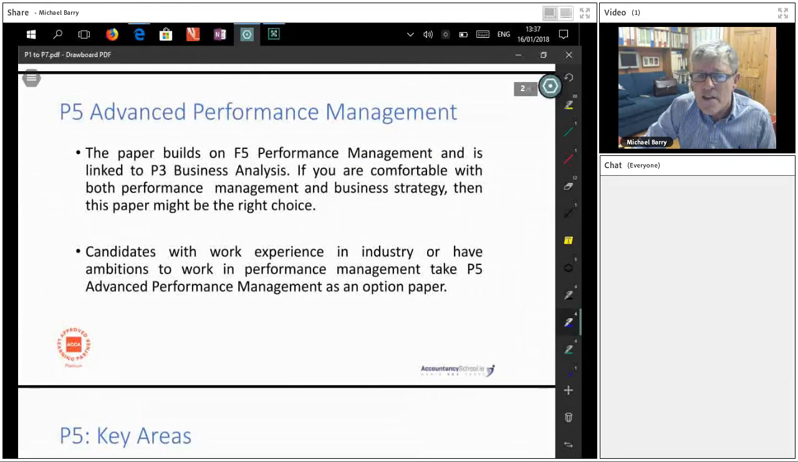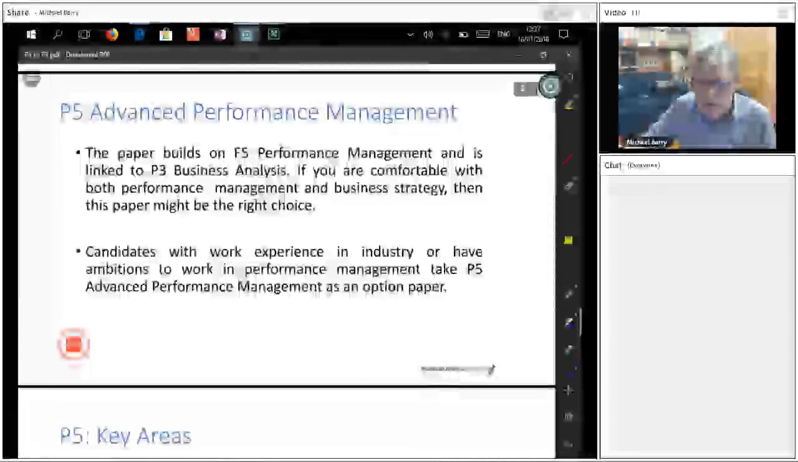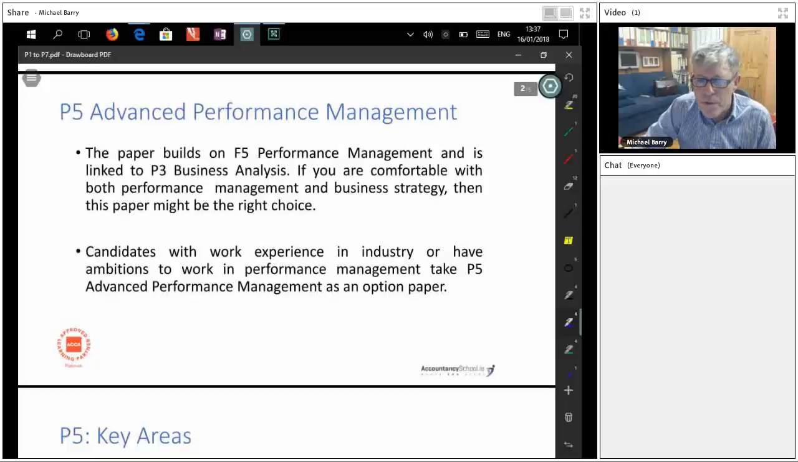You'll also encounter students that are working in industry or have an ambition to actually work in performance management, sitting in P5 classrooms with us at the accountancy school. So just in case you haven't decided what option papers to select, I think that will give you an idea as to whether or not P5 is going to suit you.